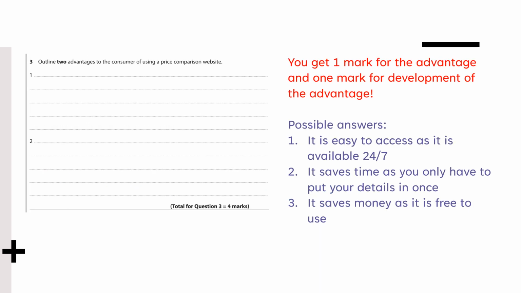Now outline two advantages to the consumer of using a price comparison website. Now this is a 4-mark question. So the way that this question will work is that you would get 1 mark for the advantage and then 1 mark for the development of an advantage. So for example, some possible answers that you'd give is that it's easy to access. Now that's 1 mark. As it is available 24/7, that's 2 marks. And you do the same for the second one. So it saves time as you only have to put your details in once. And it saves money as it is free to use.